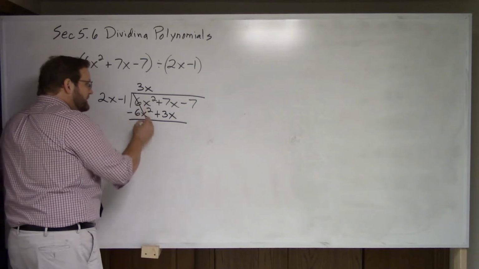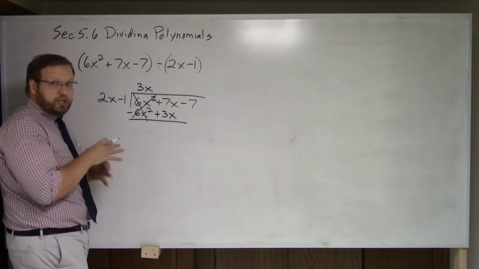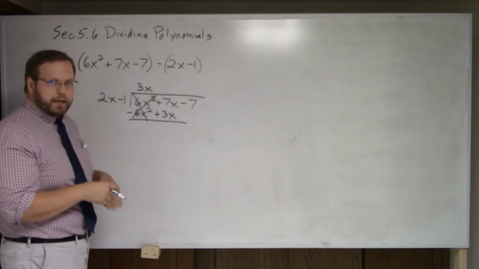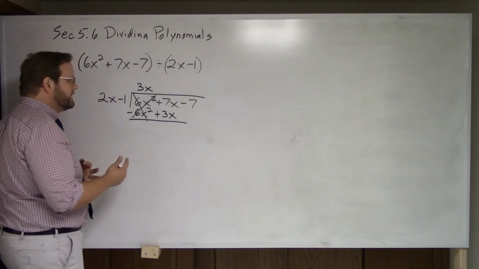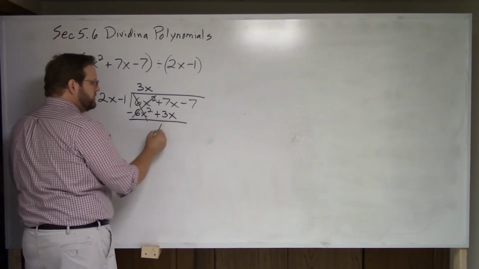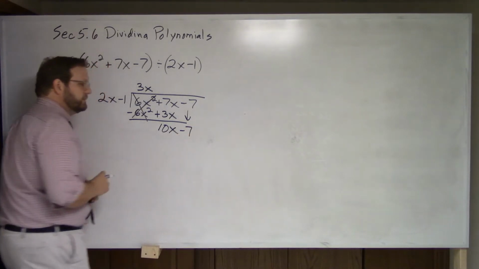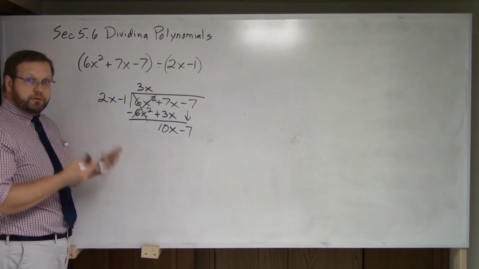6x squared minus 6x squared is all gone. That should happen every time. If it doesn't, don't just cross it out and say that's what's supposed to happen. Make sure it actually subtracts out. And then 7 plus 3 is 10x. Carry down minus 7. Now I do it again.